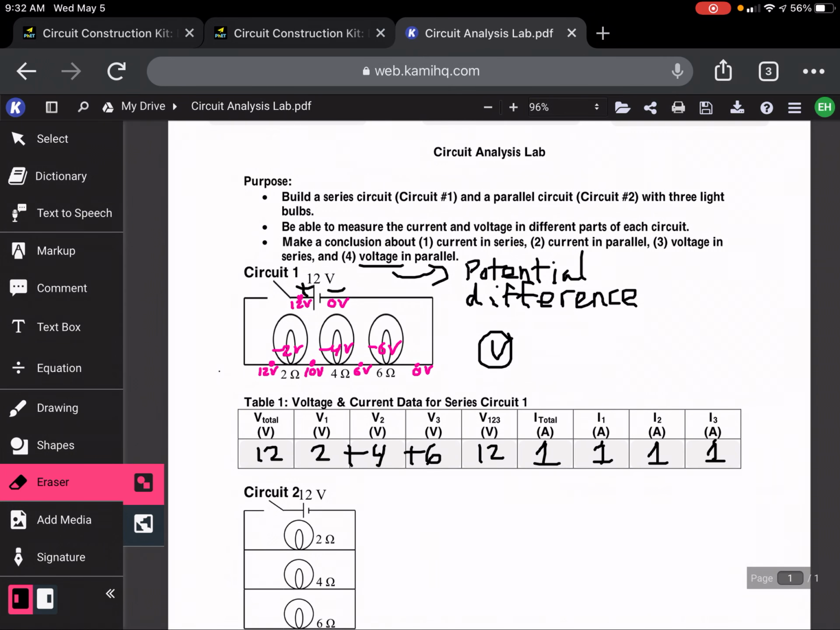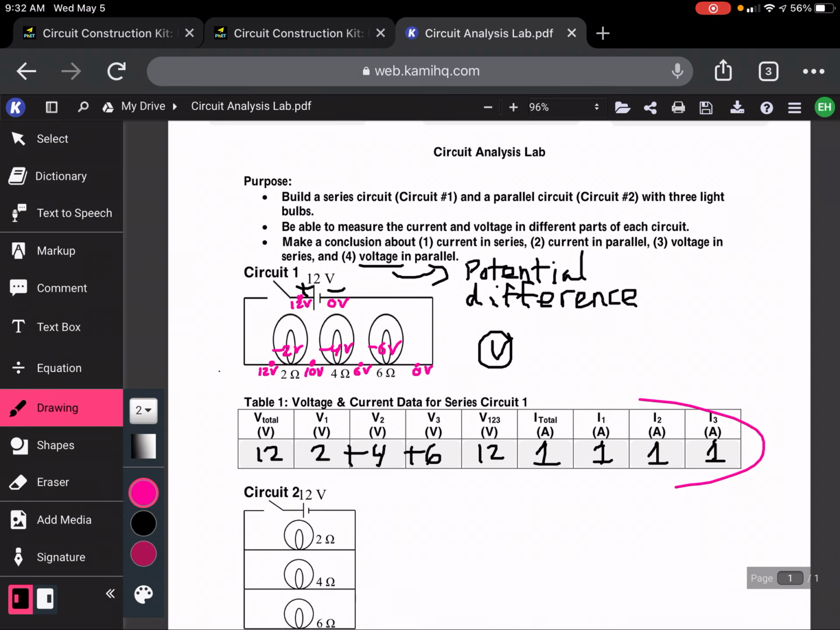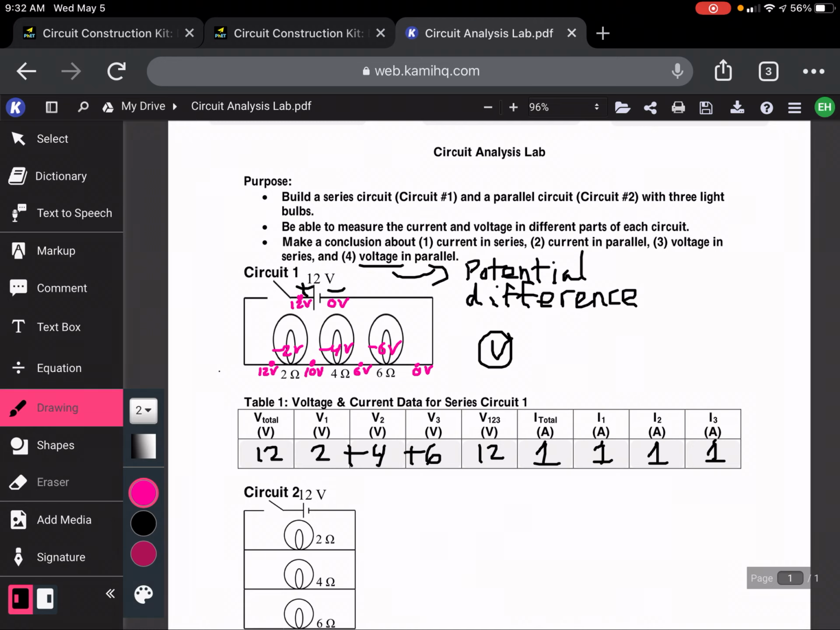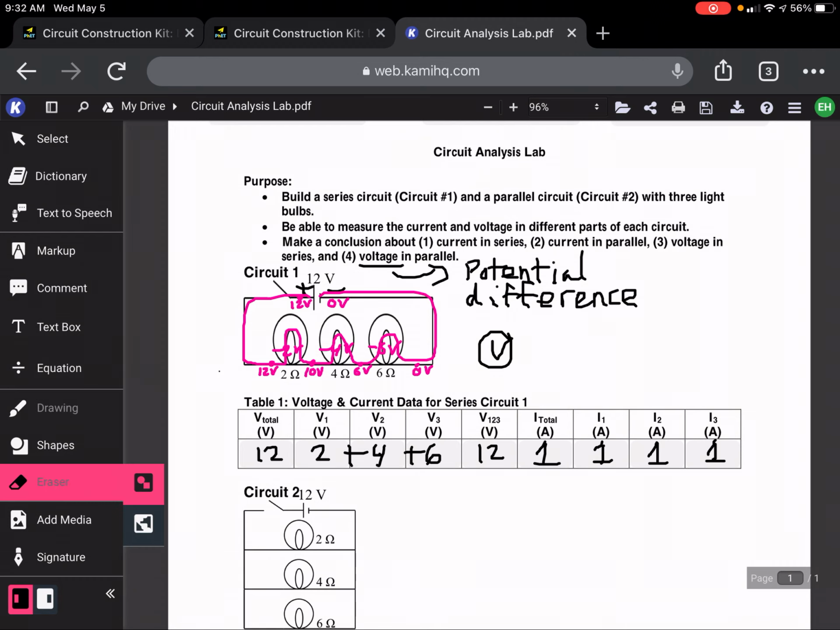Again, the current in a series circuit is the same. Why is that? Because it is literally the same pathway of charge. Yes, you might be going through different resistors, but it's the same pathway of charge. Therefore, it's going to be the same flow rate of charge or the same current.